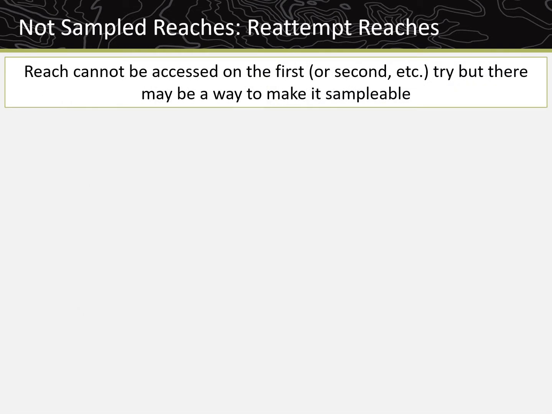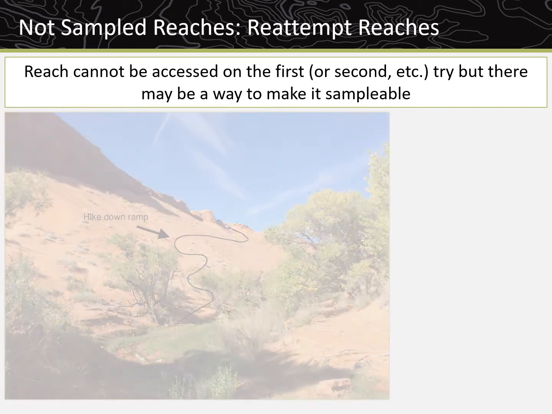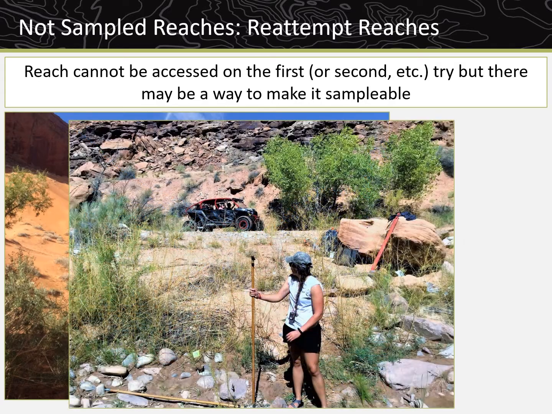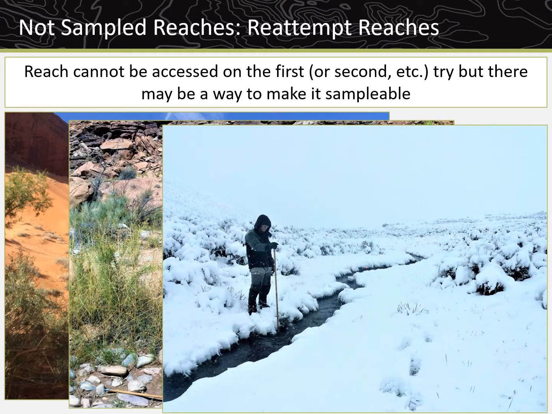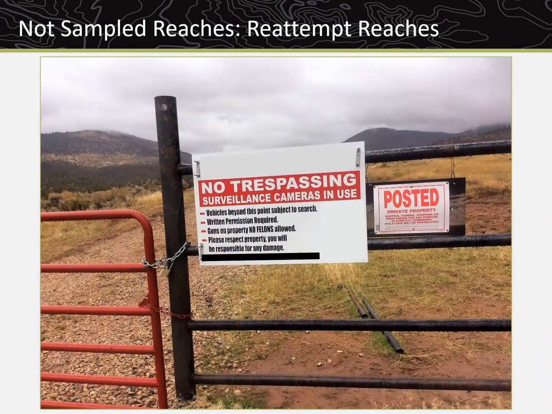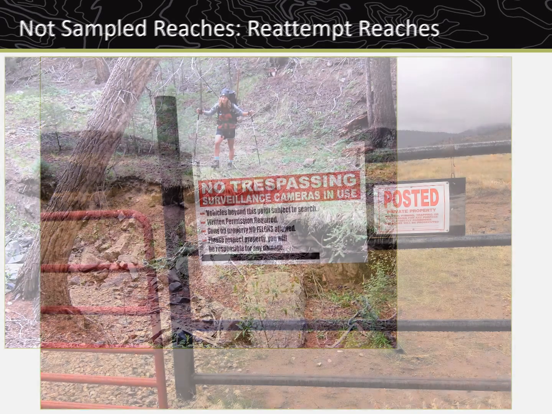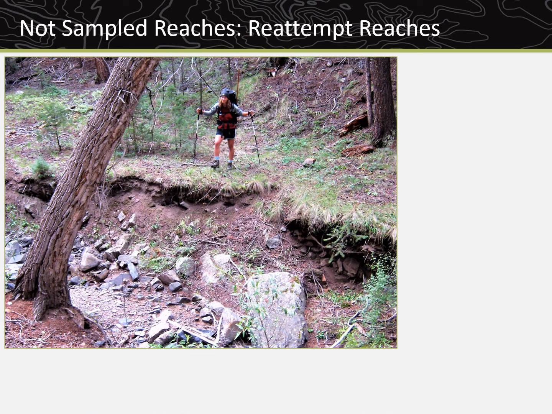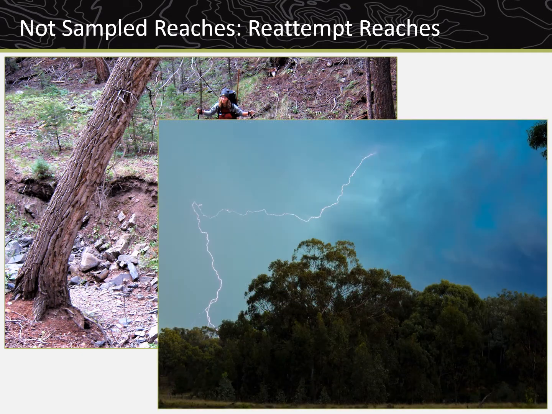A reach may be classified as reattempt if the reach cannot be accessed on the first try, but there may be a different route, vehicle, or time of year that will make the reach approachable. For example, a reach may be marked as reattempt if a landowner needs to be contacted in order to gain permission to pass through private land. A reach may also need to be reattempted due to long hikes or bad weather, which shorten the amount of time available to sample the reach.